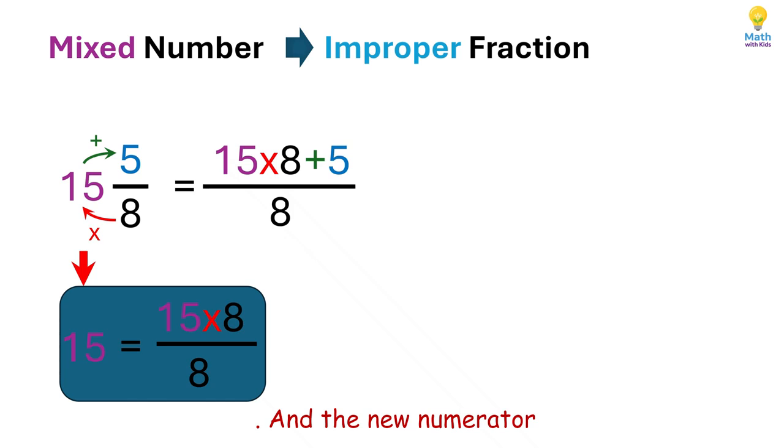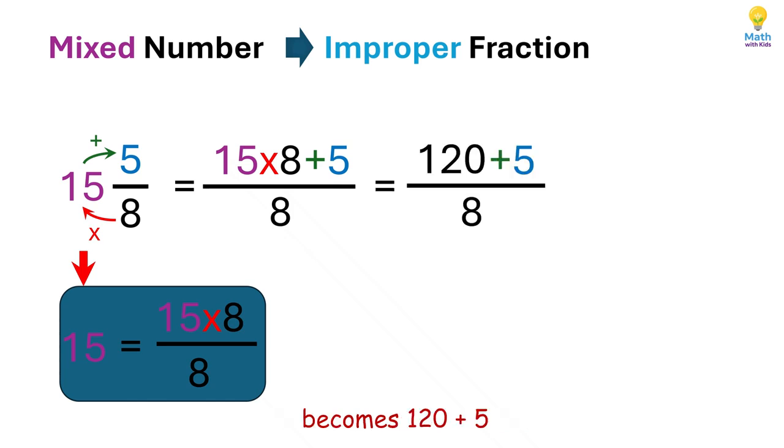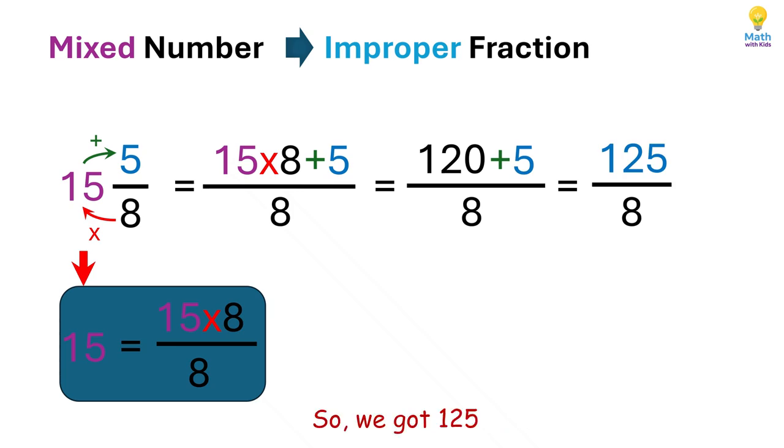And the new numerator becomes 120 plus 5 equals 125. So, we got 125/8.